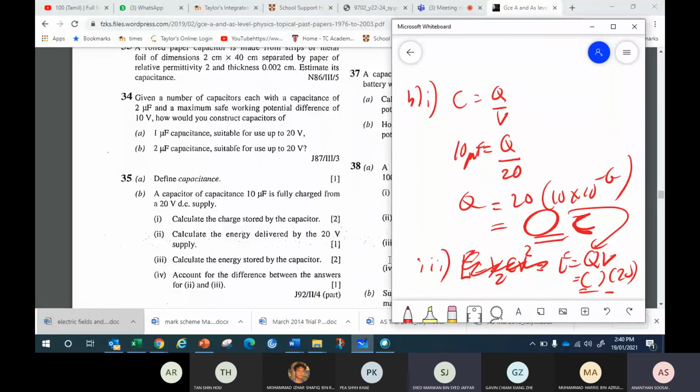Okay. So just follow. Important is the idea. So energy released by the battery is QE. Okay, now can you tell me how do you find the 3 now?